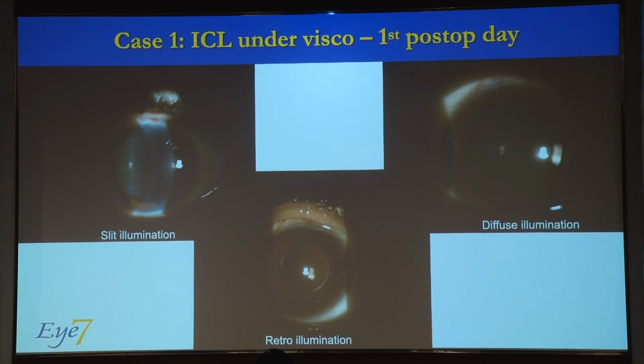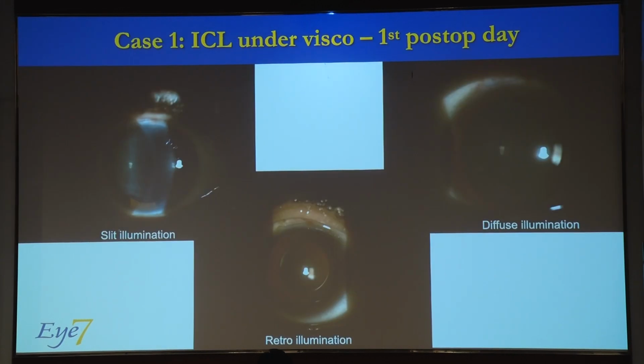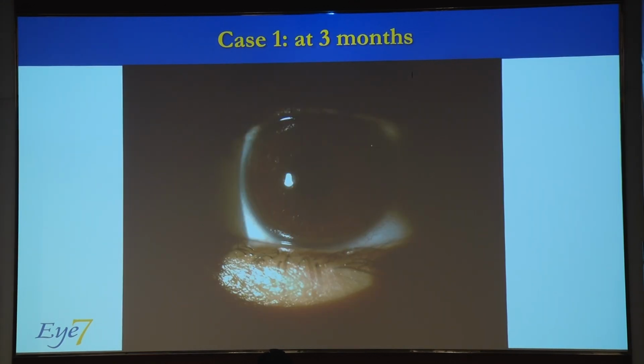These are the pictures of the first post-operative day after ICL insertion. We saw white deposits on the anterior capsule of the lens. It appeared like a membrane on diffuse illumination, and this is how it appeared on retroillumination. These deposits decreased on follow-up, and by 3 months they were almost not there and the vision was not affected. We thought that these white deposits were retained viscoelastic material, which cleared on its own with time.